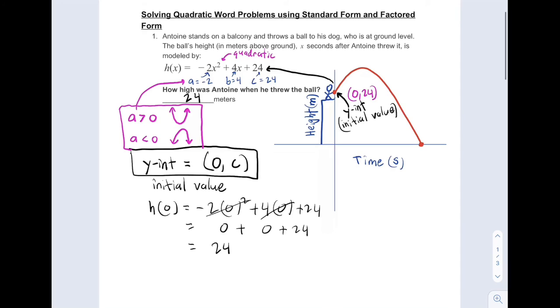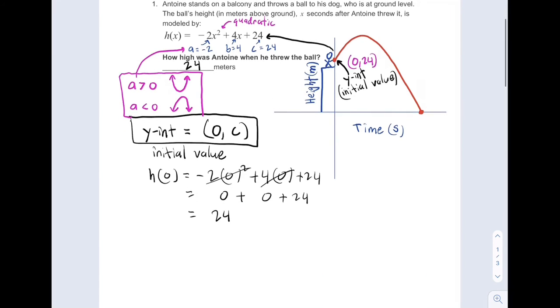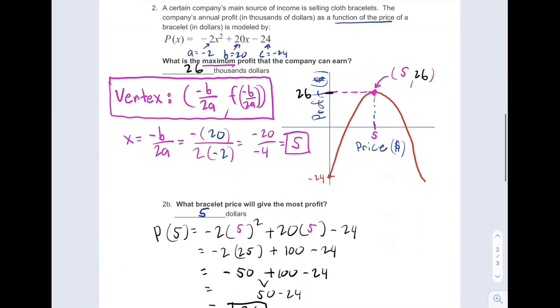Okay, so that's part 2 of it. The first part is you can tell what is quadratic, squared, and whether negative goes up or down. Negative is down. Your y-intercept is your c value, your (0, c). That's your initial value.